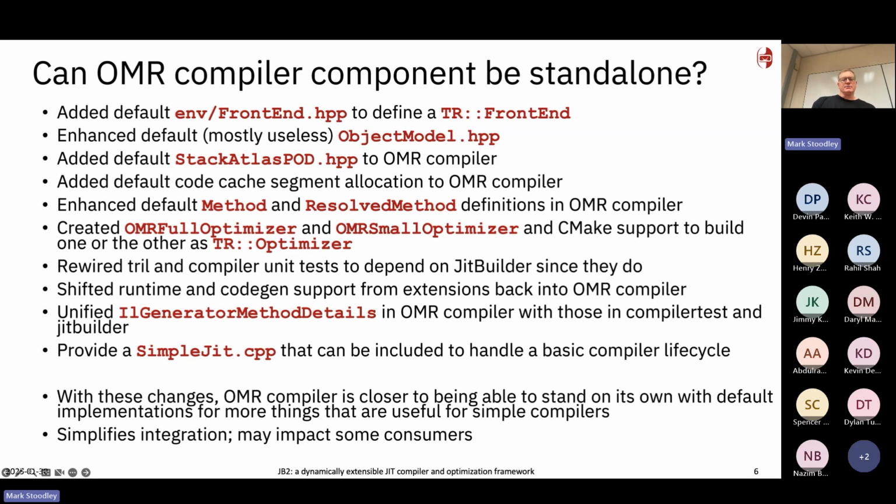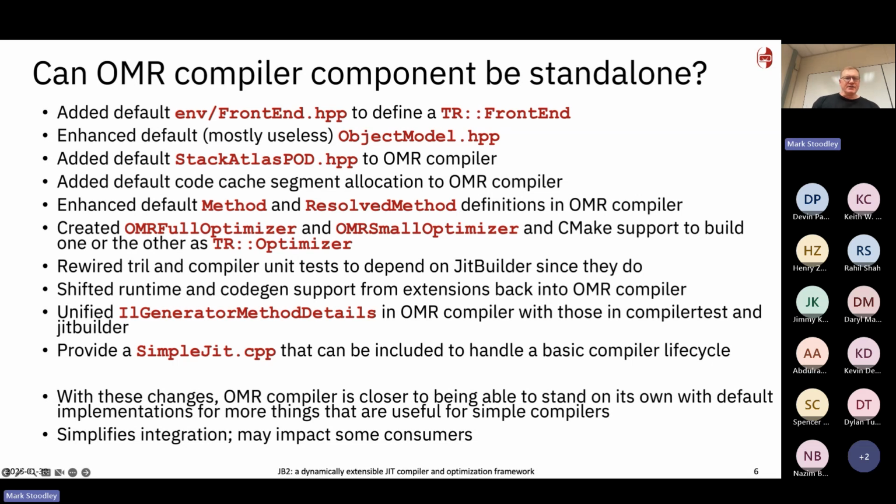And the last thing is that the OMR compiler component doesn't have any compiler lifecycle support, like initializing a JIT, shutting down a JIT, or calling it to compile a method. So I took some of the basic stuff that's in JitBuilder and provided that as simplejit.cpp. I don't believe I have that being built by default in the OMR compiler component, but if an extension adds that to their compiler definition, then it will just build, but the code actually comes from the OMR compiler component.